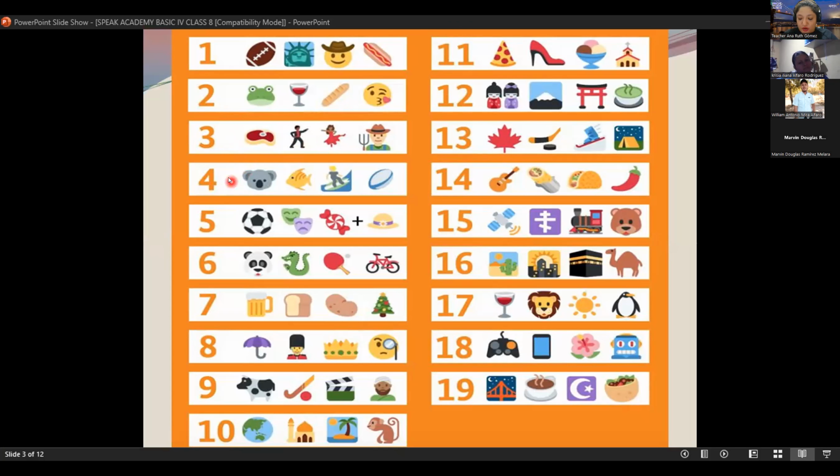Okay, what about number four? A koala. El Salvador? No. Why? Australia. Australia, yes, but there aren't koalas over there. Okay, what about number five? A soccer ball, but you have a happy and sad face, a candy plus a hat. Brazil. Do you think so? Maybe because of the carnival. Brazil, for the soccer and the carnival.